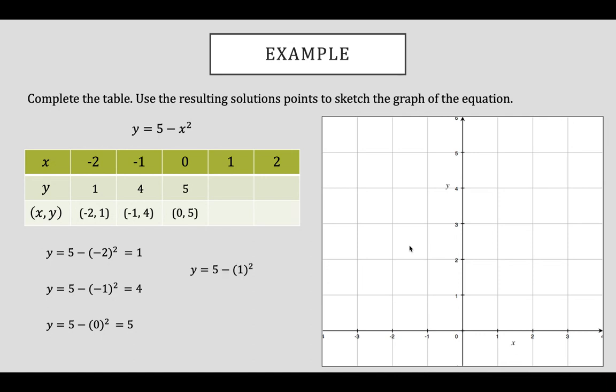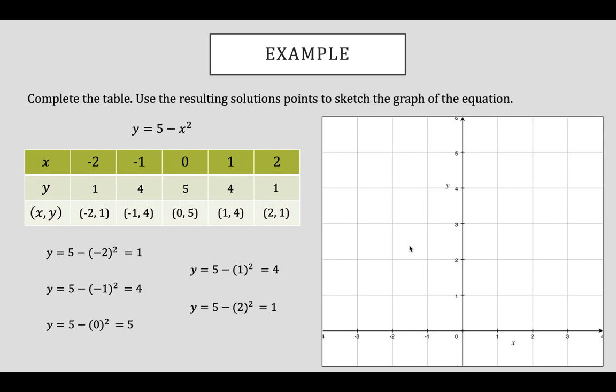Now we can plug in 1. y equals 5 minus 1 squared. 1 squared is 1. 5 minus 1 gives us 4. We have the ordered pair (1, 4). And plugging in 2 finally, y equals 5 minus 2 squared. 2 squared is 4. 5 minus 4 is equal to 1, leaving us with the ordered pair (2, 1).